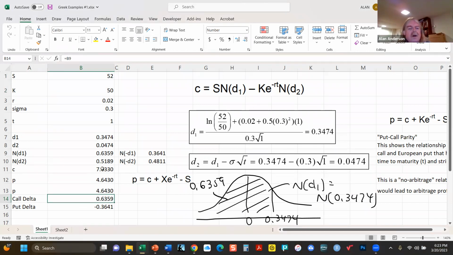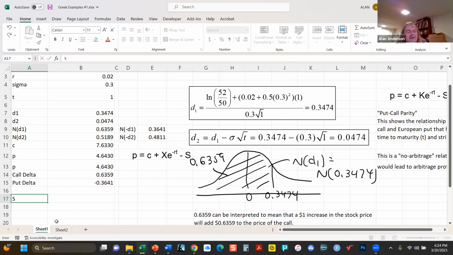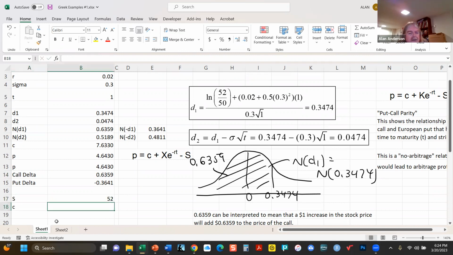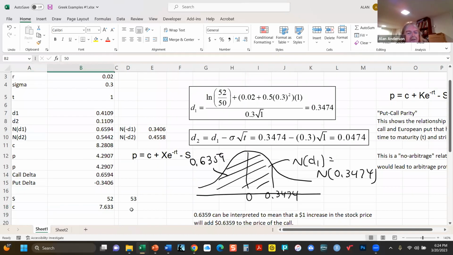The delta in this case, as we'll see why, is 0.6359, which indicates that if I raise the stock price by $1, the option price should go up by about 63.59 cents. Okay, so we can try this by making a little table here. If the stock price is, let's say, 52, the call price is 7.633. If the stock price goes up to 53, then let's see what happens. Now, according to this spreadsheet, the Black-Scholes price will go up to 8.2808.